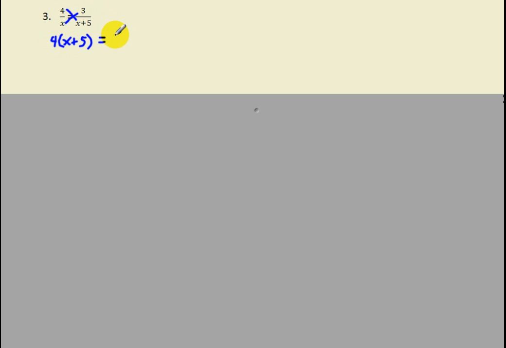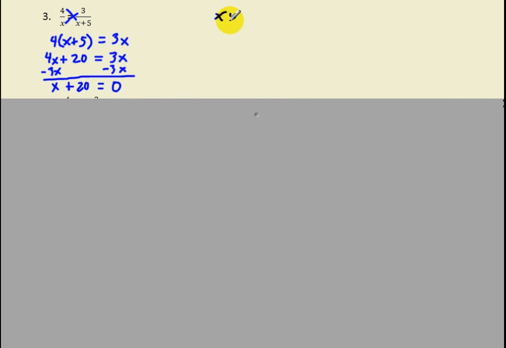And this is equal to x times 3, which is 3x. Okay, so if we apply the distributive property, we have 4x plus 20 is equal to 3x. And I'm going to go ahead and subtract 3x from each side. Subtract 3x. And so on the left-hand side, we have x plus 20 is equal to 3x minus 3x is 0. And let me rewrite that over here. x plus 20 is equal to 0. And of course, I'm going to get x by itself by subtracting 20. So subtract 20, subtract 20, and we get x equals negative 20.